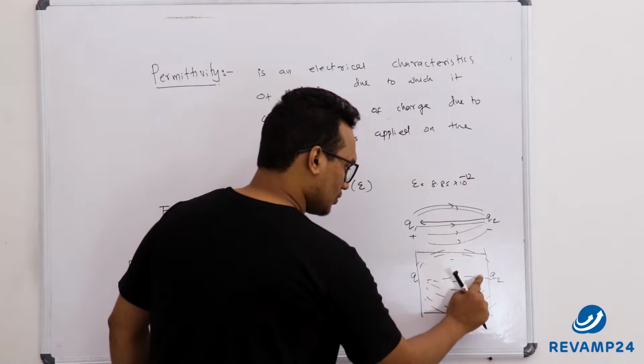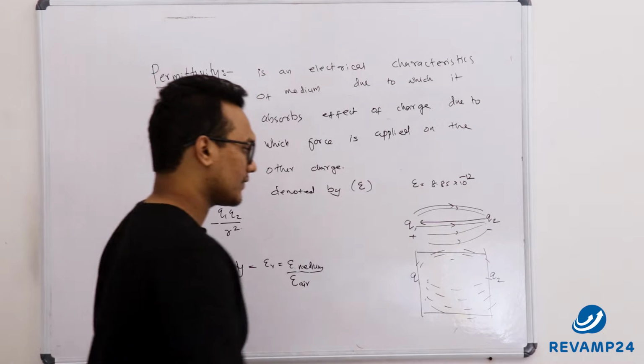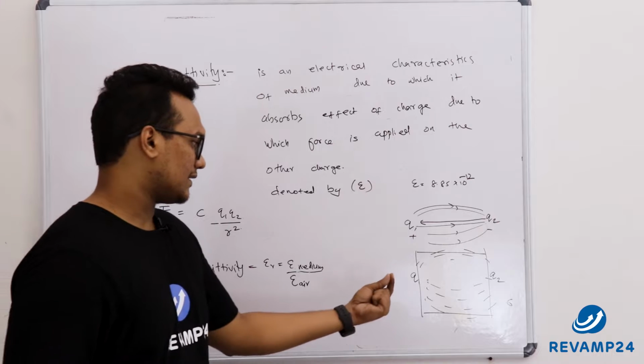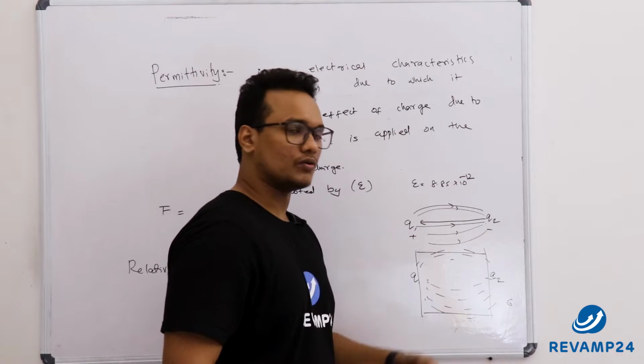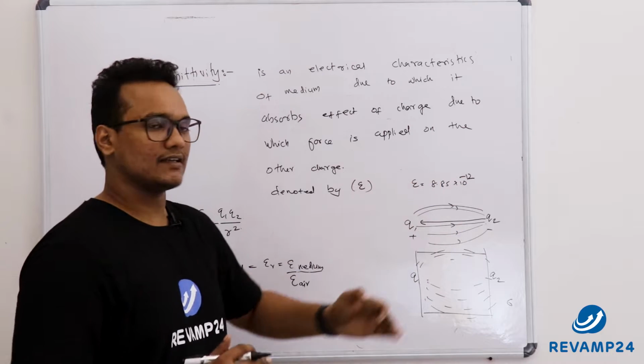Let's say 4 are absorbed. What is remaining? 6 field lines are remaining. What will happen to the force exerted by Q1 on Q2? The force will obviously reduce, because it is the field lines that exert force here.